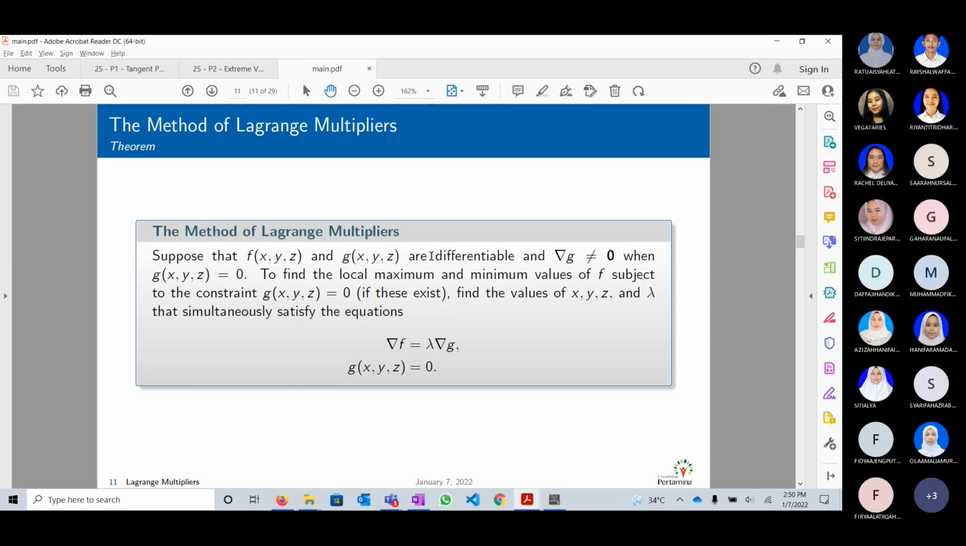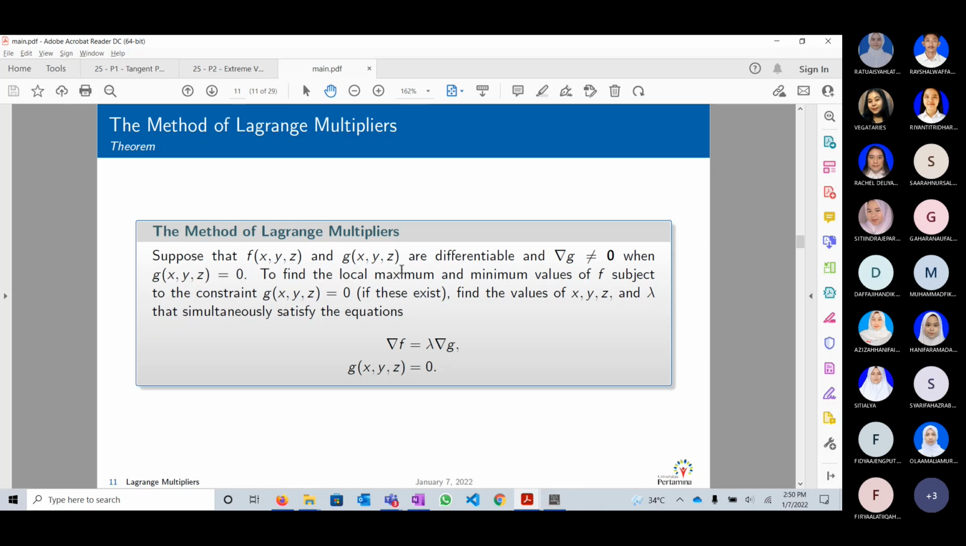Ya. Jadi ini adalah metode yang kalian perlu pahami. That is called the method of Lagrange multiplier. What is the method of Lagrange multiplier? Suppose that we have f and g, both are differentiable, and grad g is not equal to 0. Jadi harus pastikan bahwa gradien dari g itu tidak sama dengan vektor 0 ketika g(x, y, z) sama dengan 0.